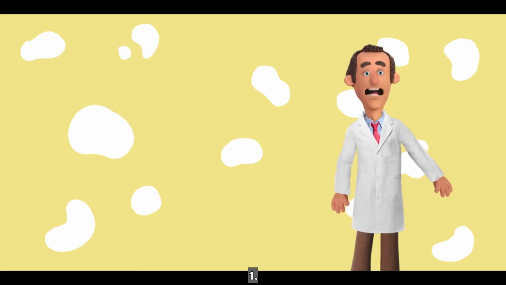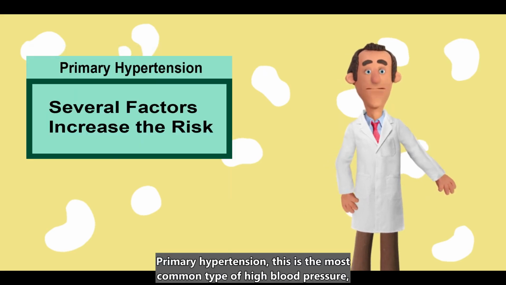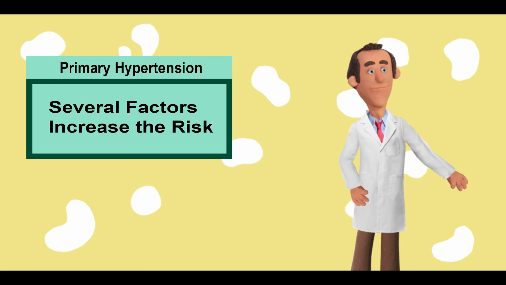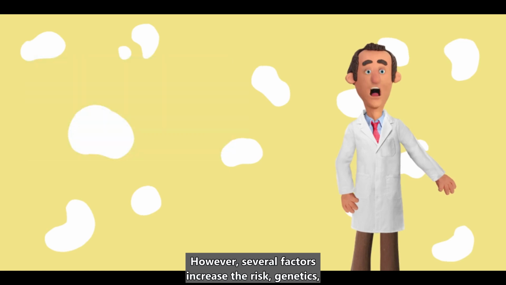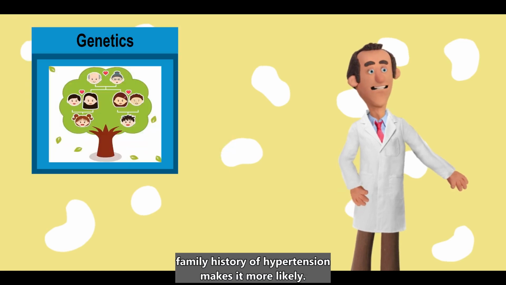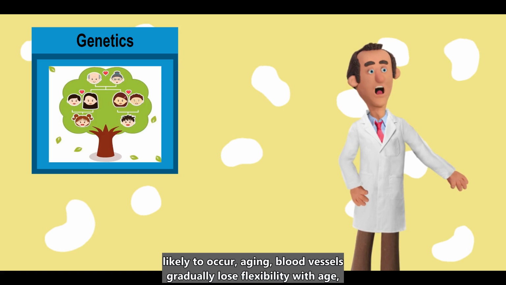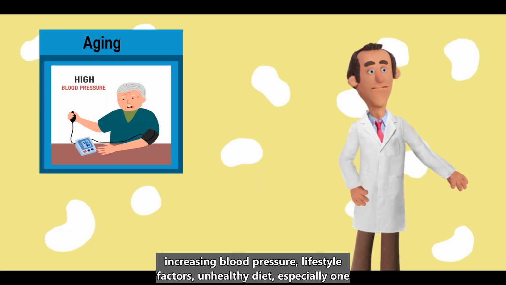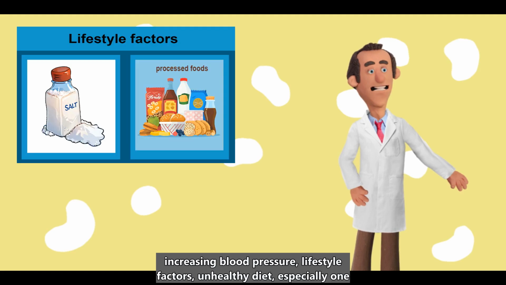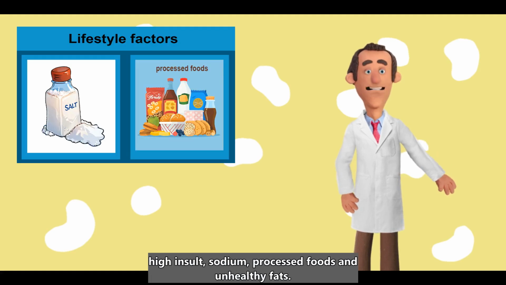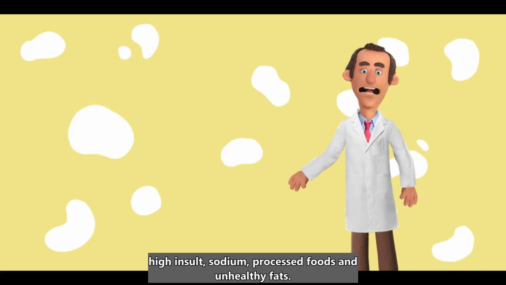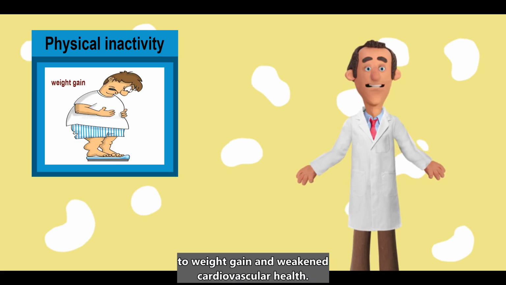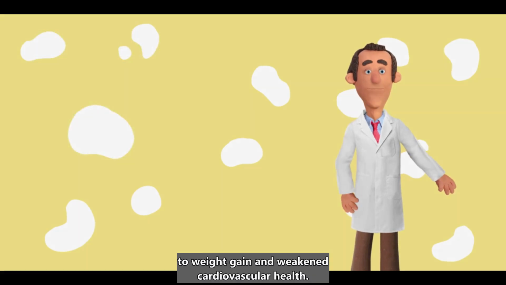1. Primary hypertension. This is the most common type of high blood pressure, and it develops over time with no specific identifiable cause. However, several factors increase the risk. Genetics: a family history of hypertension makes it more likely to occur. Aging: blood vessels gradually lose flexibility with age, increasing blood pressure. Lifestyle factors: an unhealthy diet, especially one high in salt, sodium, processed foods, and unhealthy fats. Physical inactivity: a sedentary lifestyle contributes to weight gain and weakened cardiovascular health.